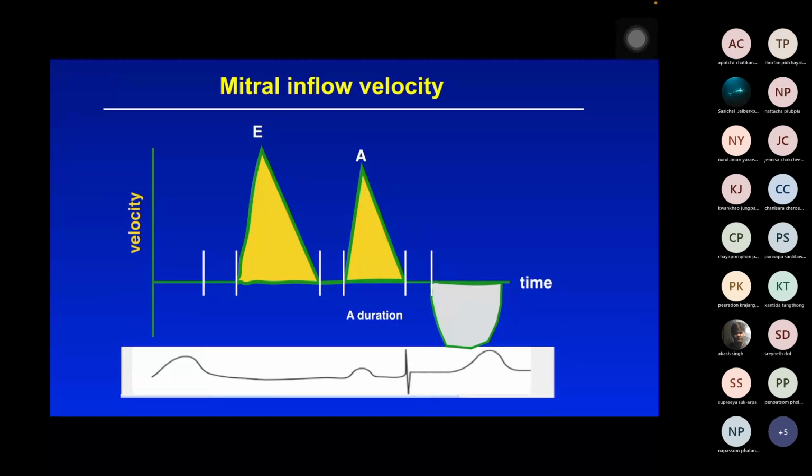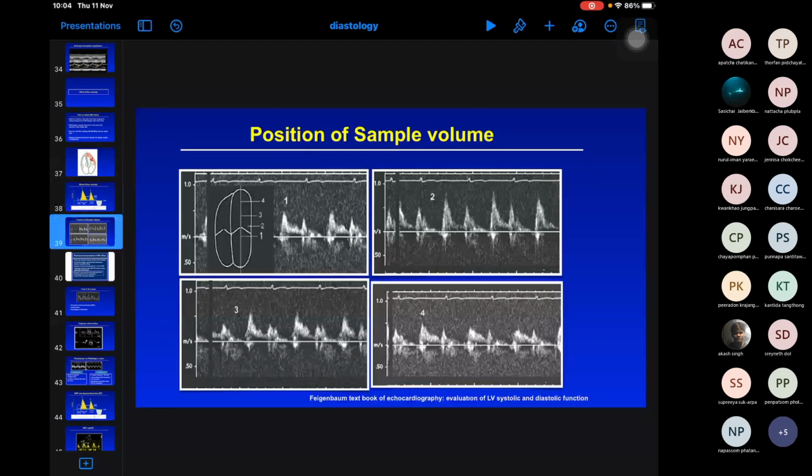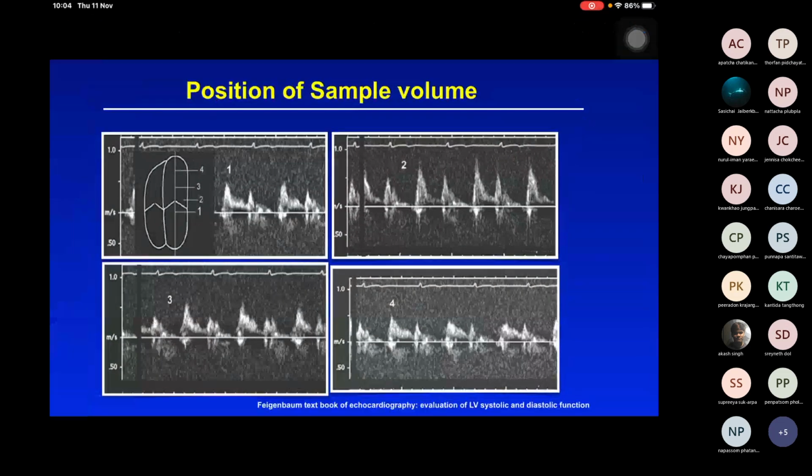This is the basic physiology. If you know the basics, when you see something abnormal in this one, you might recognize that this patient has something abnormal about the diastolic dysfunction.